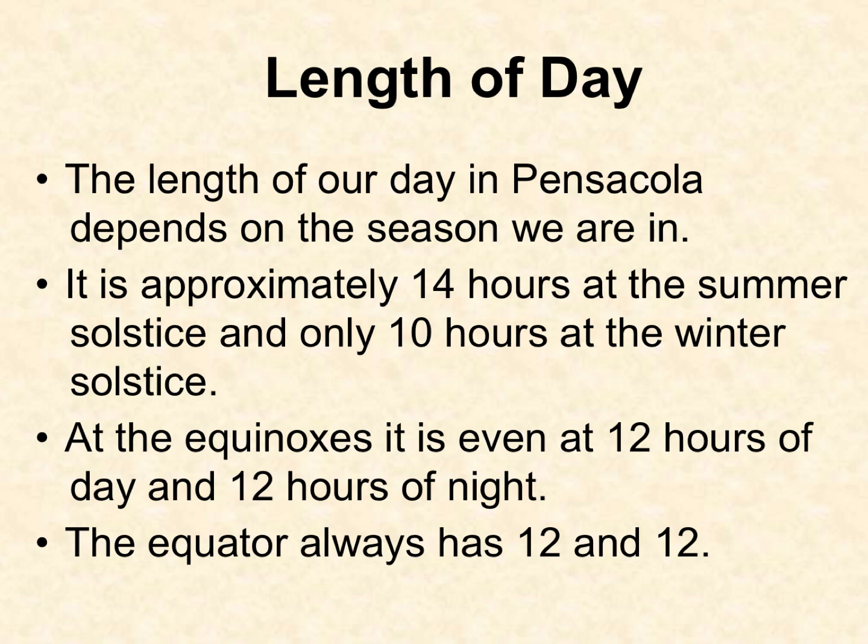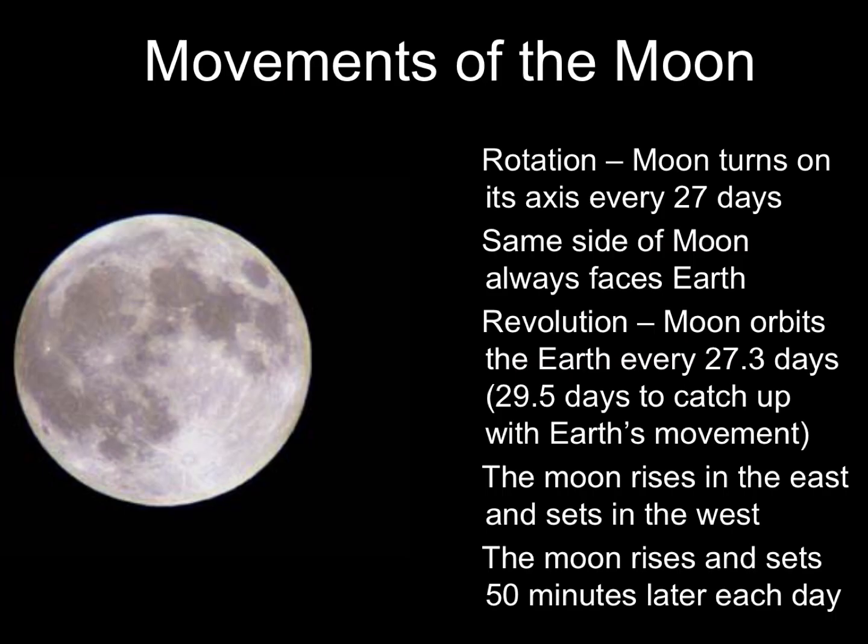Those are the movements of the Earth you need to understand. Now, let's move on to movements of the moon. The moon rotates and revolves just like the Earth does. It takes the moon 27 days to rotate on its axis and almost the exact same amount of time to revolve, which is why we never see the backside of the moon.